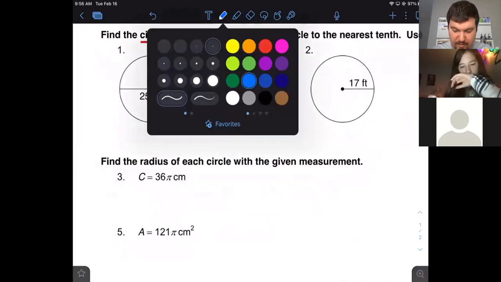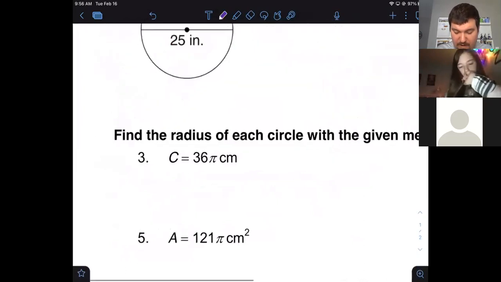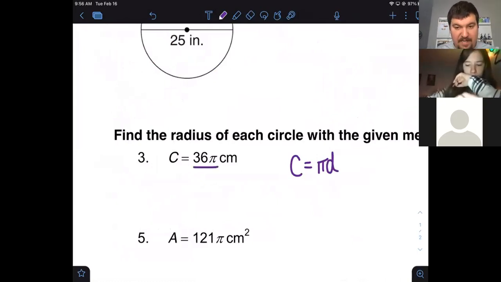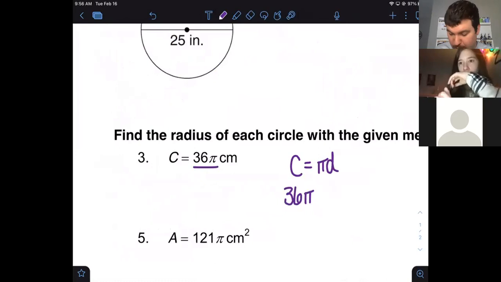Shrink my font size down a little bit. For number 3, it wants us to find the radius, and so it gives us the circumference. So here's my circumference formula, C equals pi times d. Instead of plugging in for the diameter, they tell me that C equals 36 pi. So remember how we did this on our worksheet last week? We plugged 36 pi right in underneath the C instead of underneath the diameter.